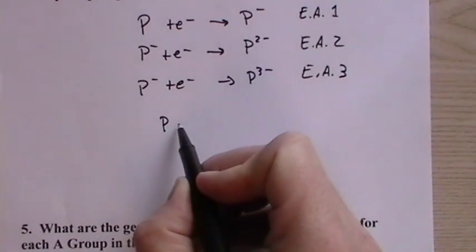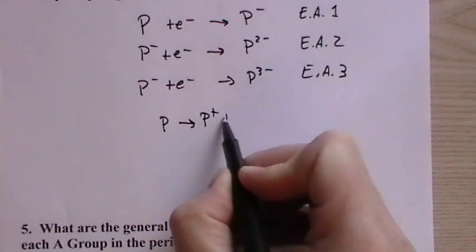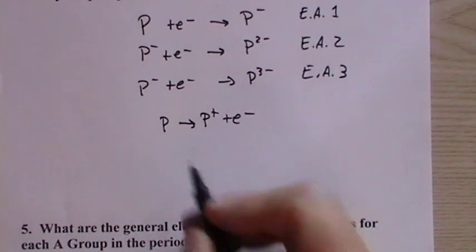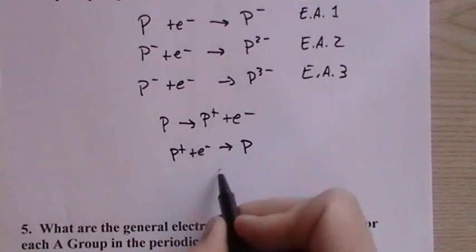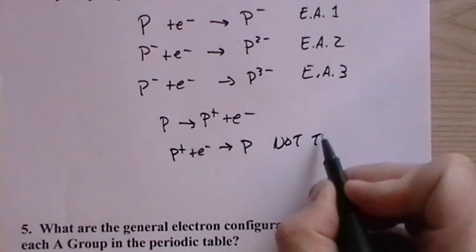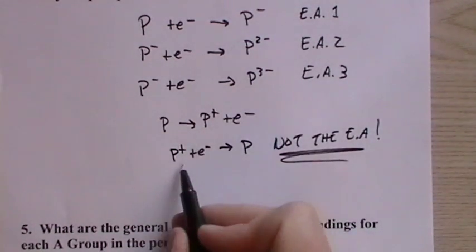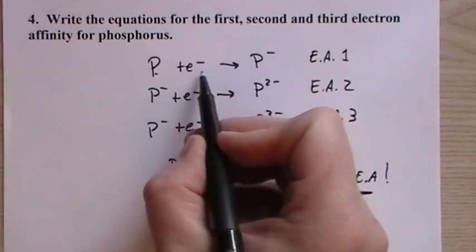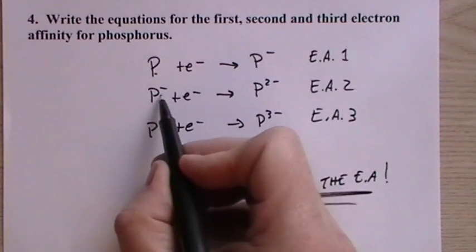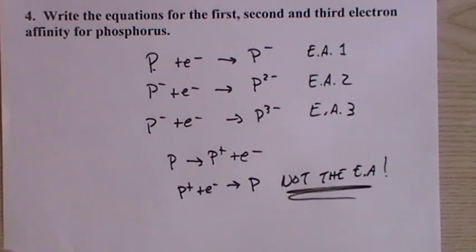So if we do this, where it goes to P+, that's the first ionization energy. Students try to use this as the electron affinity. That's not the EA, because it's a charged particle. What we want is a neutral atom accepting an electron, or something that's already negative accepting an electron. That would be an electron affinity, not this. So be careful of that.